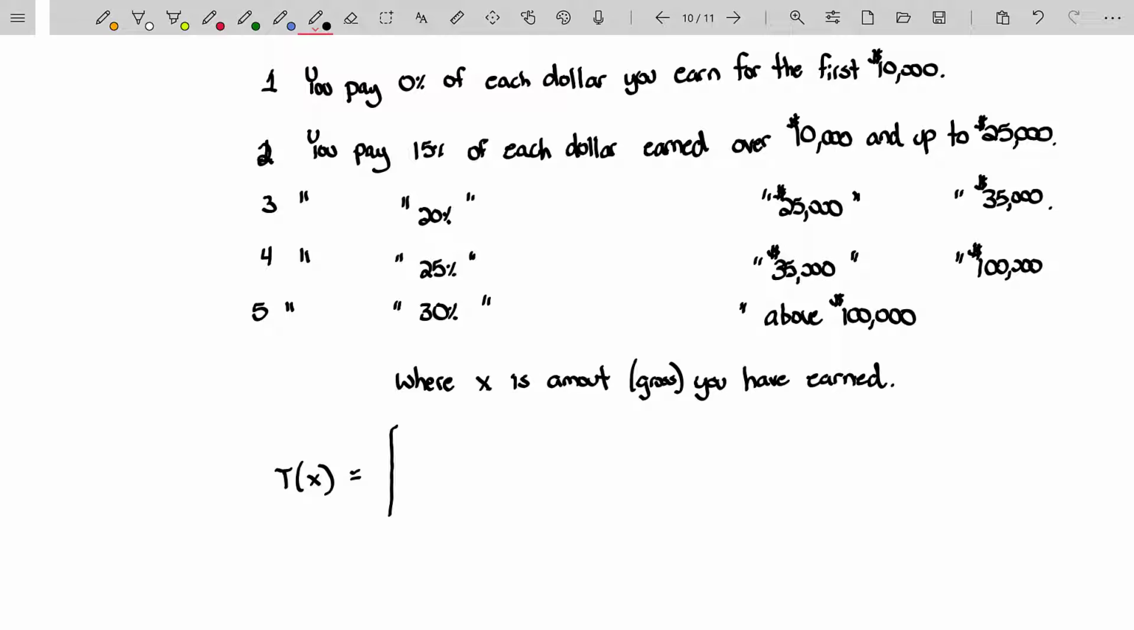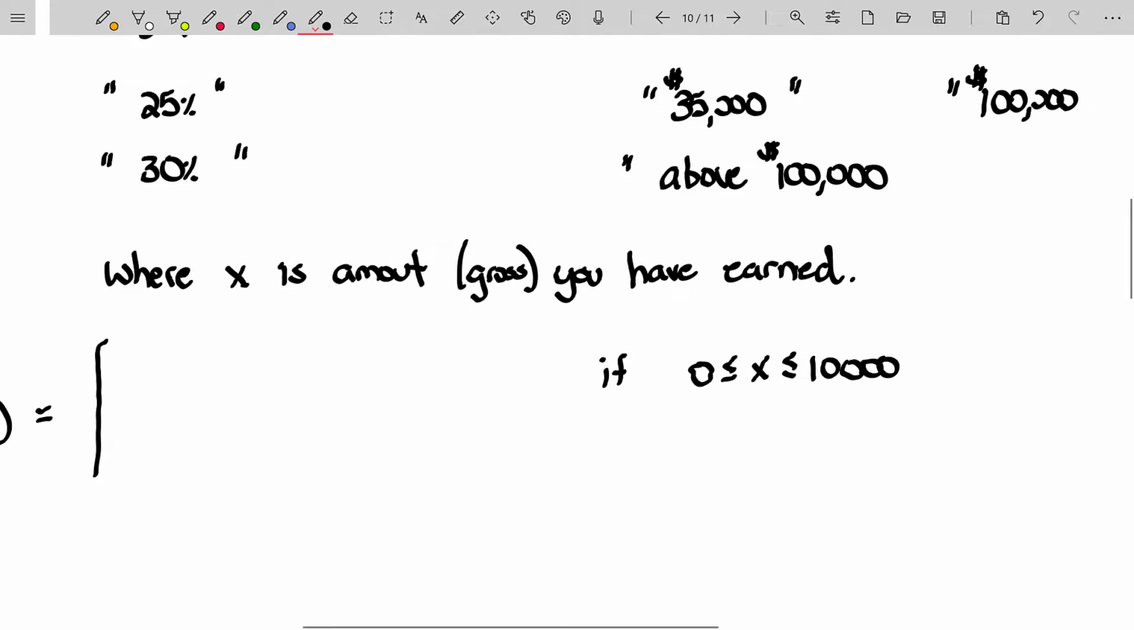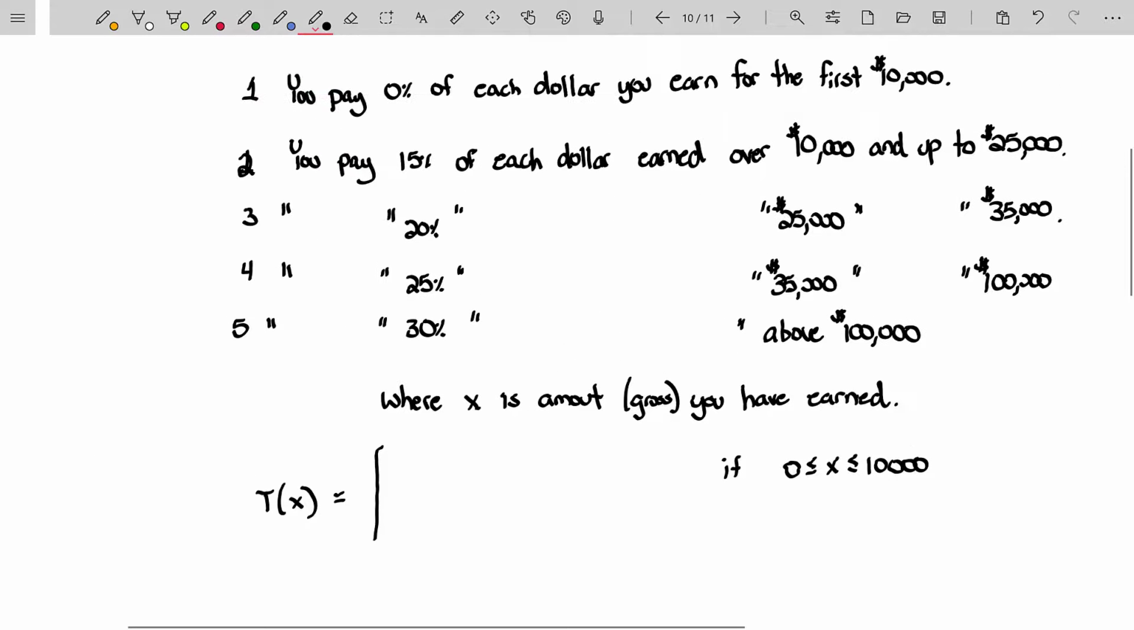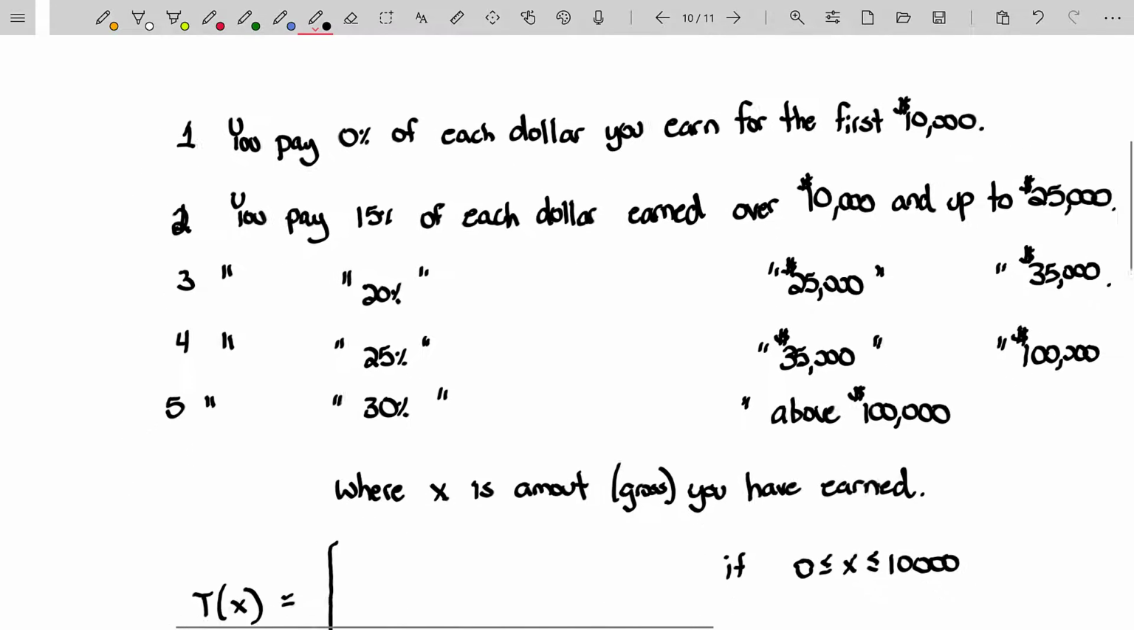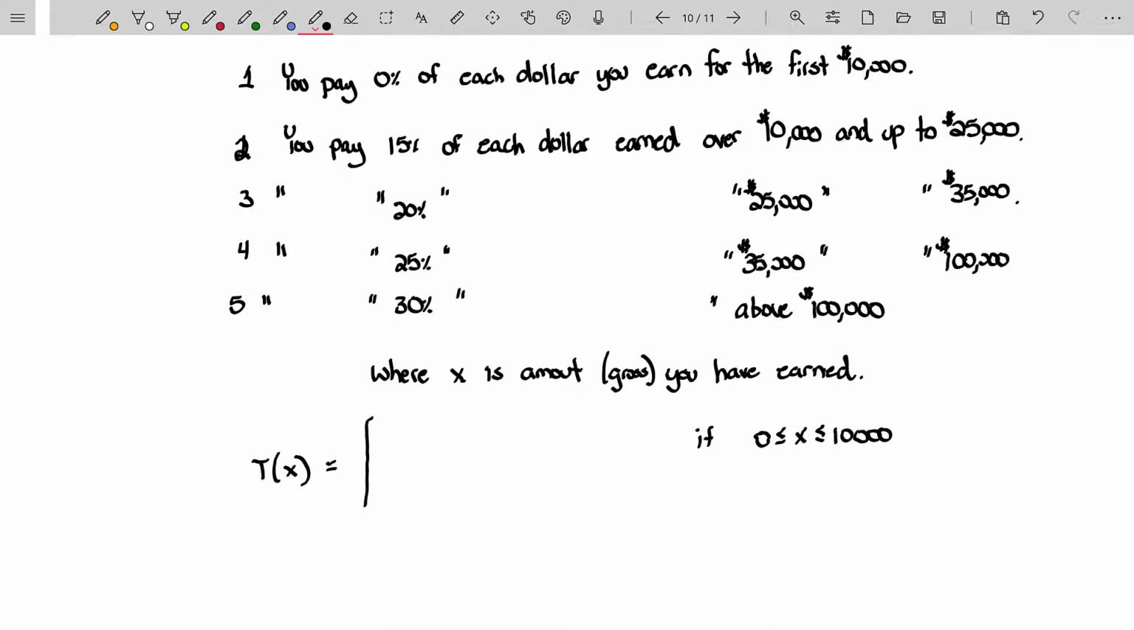So let's think about this. If you earn between $0 and $10,000, right there, how much would you owe in taxes? Well, according to this fake situation, you will pay 0% of each dollar, so you owe nothing. So that's the first function if the input is between 0 and 10,000.